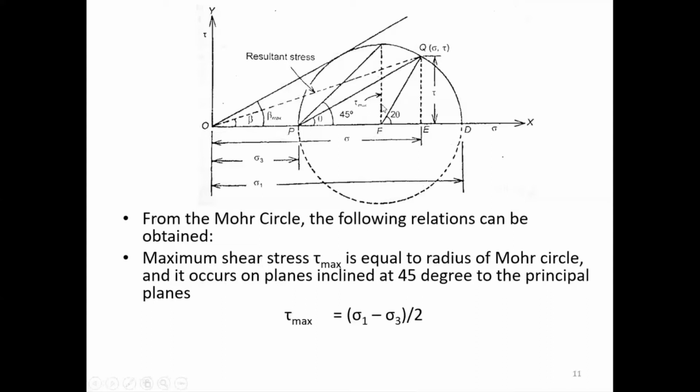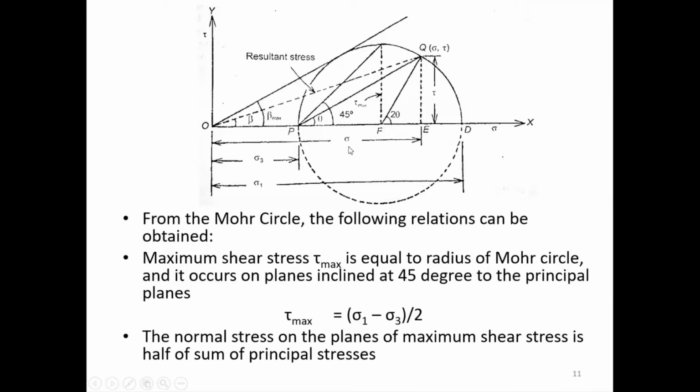Suppose sigma 1 was 100, sigma 3 is 50. It is 100 minus 50 by 2, which is 25, which is nothing but the radius of the Mohr circle. So that is my tau max. I got my tau max at this point. What I do is I draw a line here which passes through the pole. I find out this angle, so I know what is the inclination of that plane with the major principal plane on which this shear stress is tau max. So now I found that it is 45 degrees. Clear?